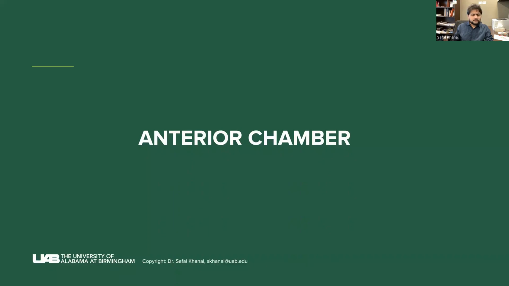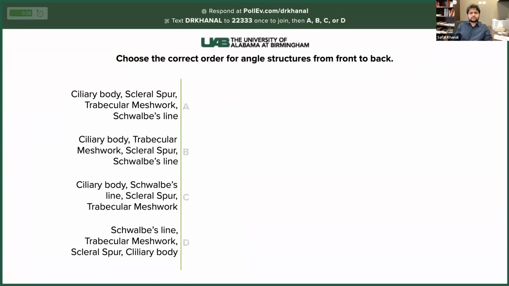Now let's look at the anterior chamber, and here's another poll question for you to respond to by clicking the link in the chat box. Choose the correct order for angular structures from front to back: A, ciliary body, scleral spur, trabecular meshwork, Schwalbe's line; B, ciliary body, trabecular meshwork, scleral spur, Schwalbe's line; C, ciliary body, Schwalbe's line, scleral spur, trabecular meshwork; and D, the last one, Schwalbe's line, trabecular meshwork, scleral spur, ciliary body. So the correct order for angular structures from front to back.